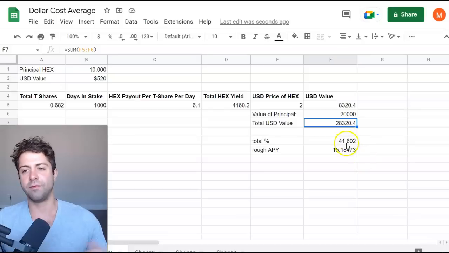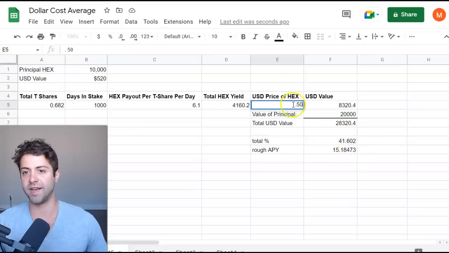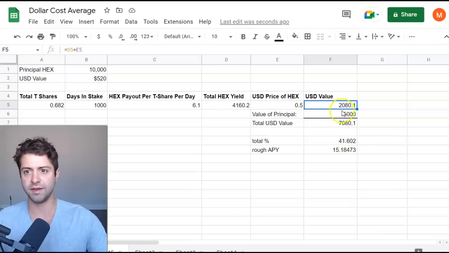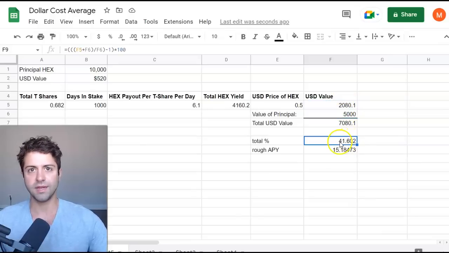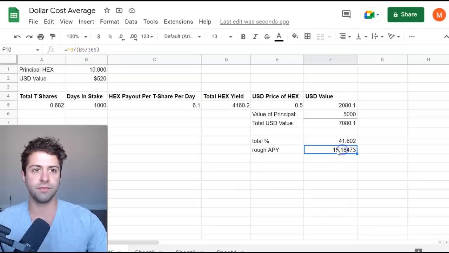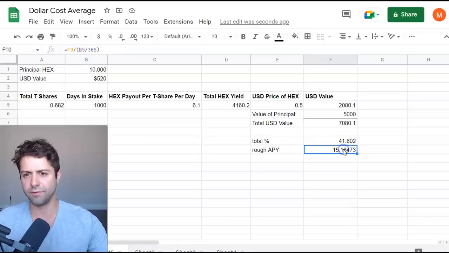And so we can just do a rough APY calculation. The total percent that we earned was, let's put the price back at like 50 cents, and the total principal was 5,000, the total yield was 2,000. So you can roughly just divide this number by this number and say, okay, we made about 41% yield total. Now, how much was that in APY terms? Well, because that was about 2.7 years, roughly dividing that by the 1,000 days by 365 days, basically, the total APY calculated in yearly terms would be roughly, again, this is a very rough, crude estimation, roughly 15% APY.